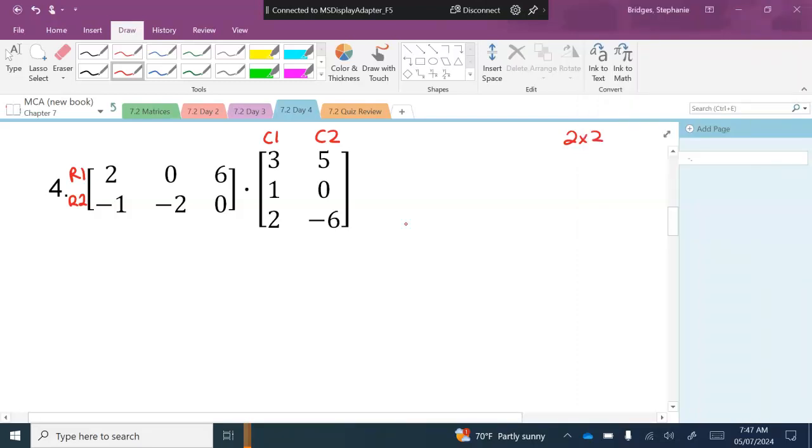Okay, so you can see where I put the C1 and the C2 above the columns in the second matrix. So again, we multiply each row by each column. So we're going to go row 1, column 1 first. I'm going to do it up here too, just because I like to be able to point.